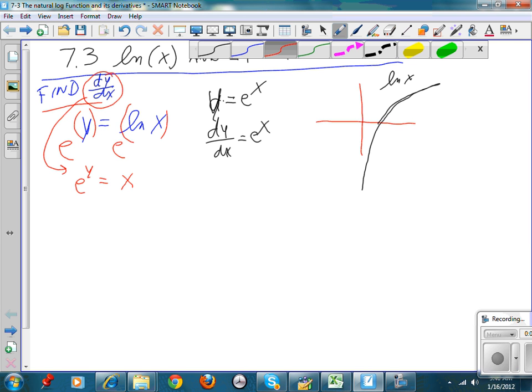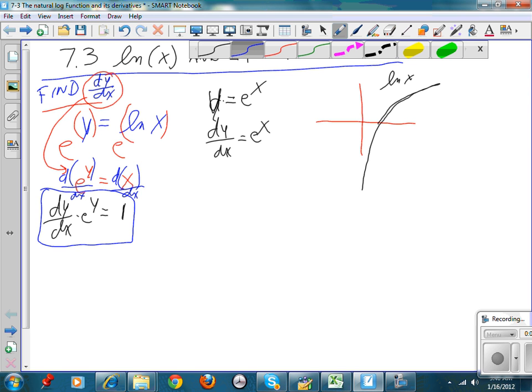We know what the derivative of e to the y is, so let's get on it. The derivative of the inside is just dy/dx, times the derivative of the outside, which is e evaluated at the inside. What's the derivative of x with respect to x? That's just 1. So what did I just do? I just took the derivative of both sides with respect to x. And I get down to this. Do a little work, and dy/dx is equal to 1 over e to the y.